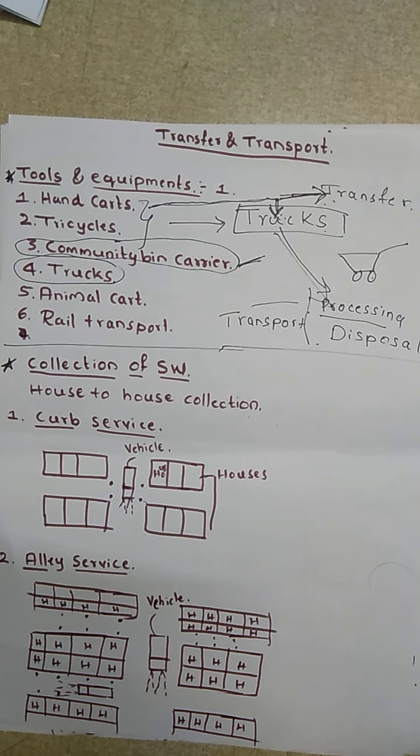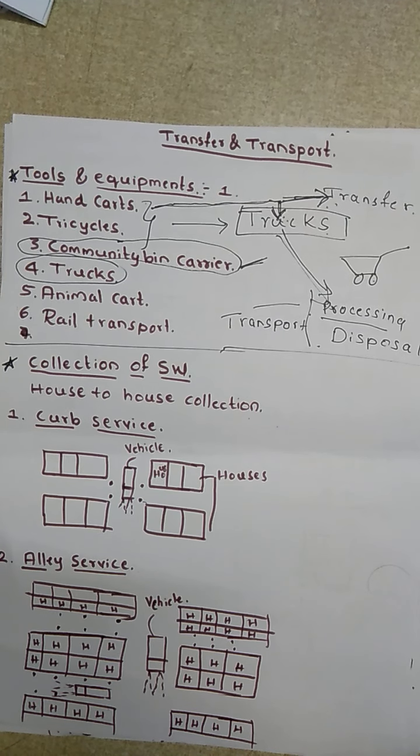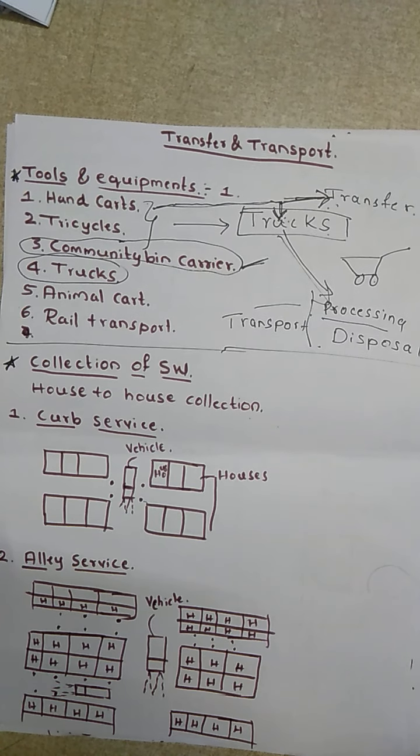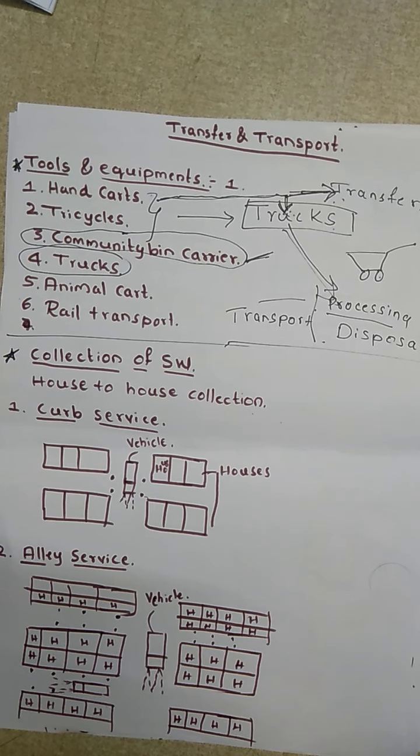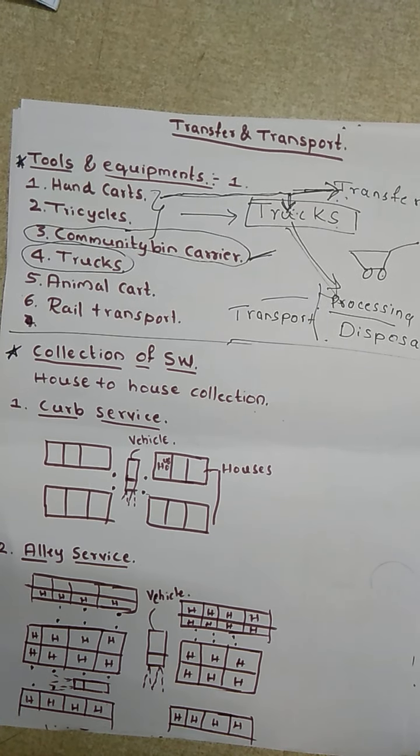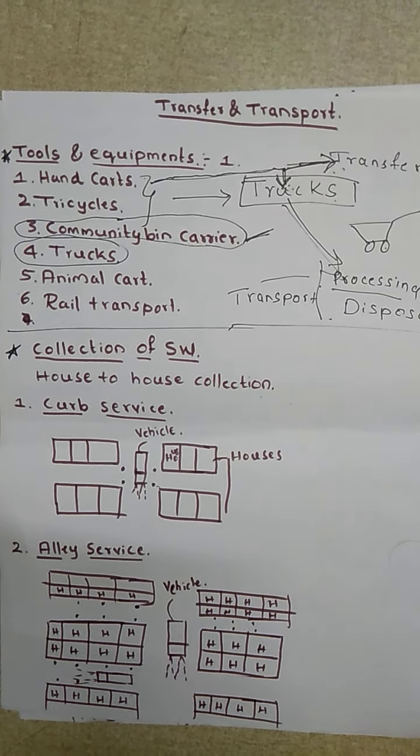So in today's class we have discussed the problems on chemical characteristics and what transfer and transport is. Then we have seen the different tools and equipment used for transfer and transport, or the different equipment we are going to use for collection of solid waste.